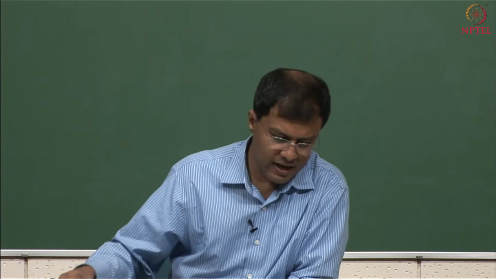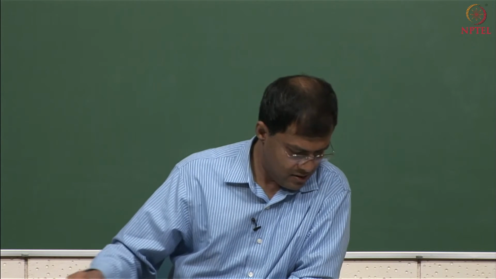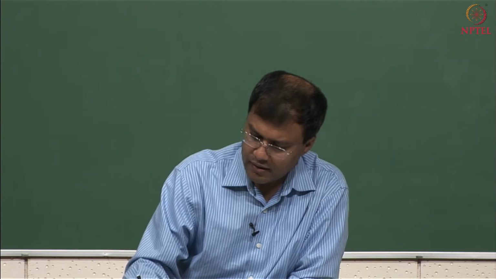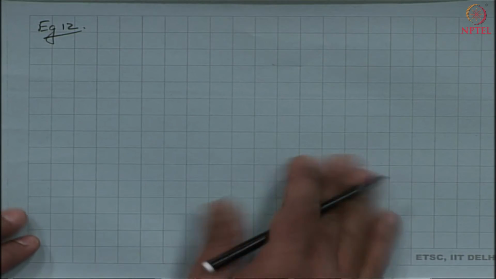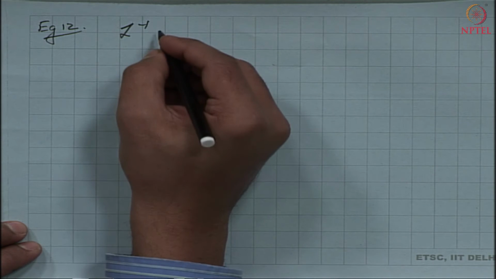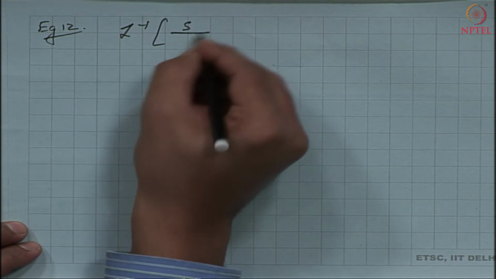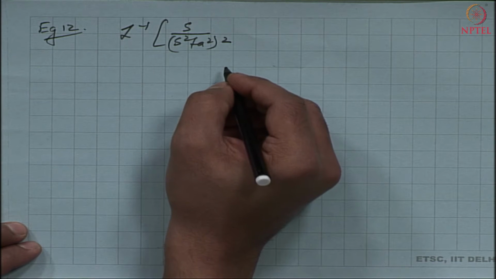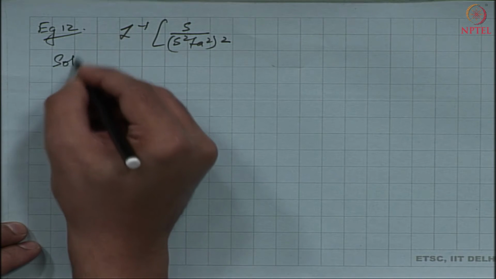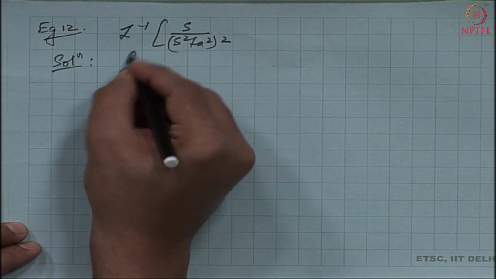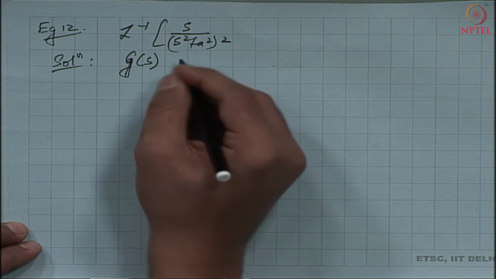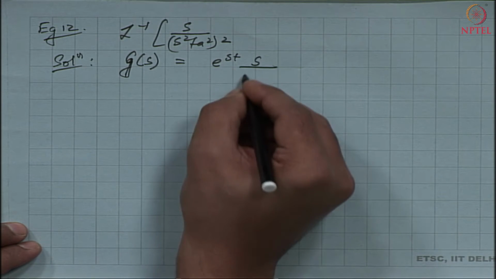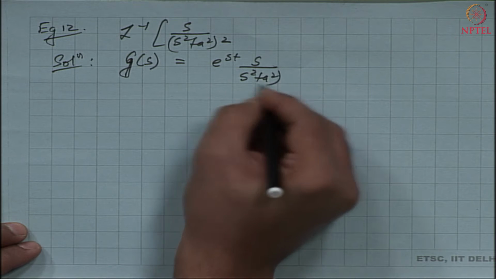So, suppose I have the following situation where I have to find the Laplace inverse of s divided by (s square plus a square) whole square. So, if I were to denote my function G as e to the power s t times s by (s square plus a square) whole square.